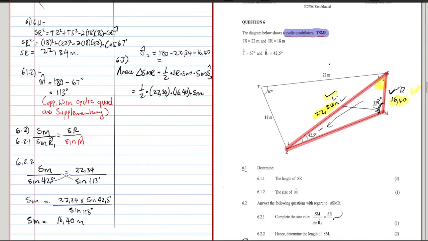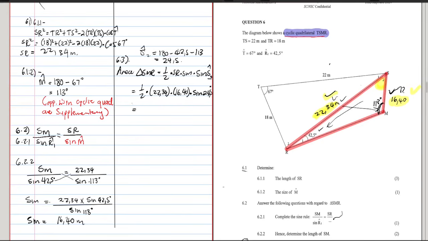Where did I go wrong? Oh, look, I'm subtracting the lengths instead of the angles. So that is 42.5 minus 113. Okay, that is 42.5 minus 113. I'm getting 24.5, and the answer is 24.5. 24.5 is the angle here. And then we calculate the area.